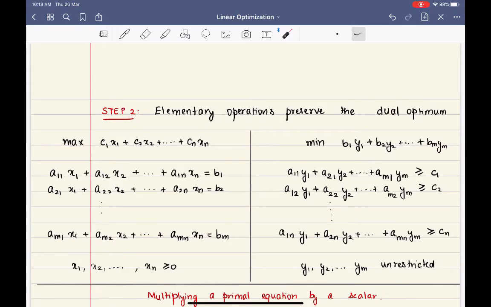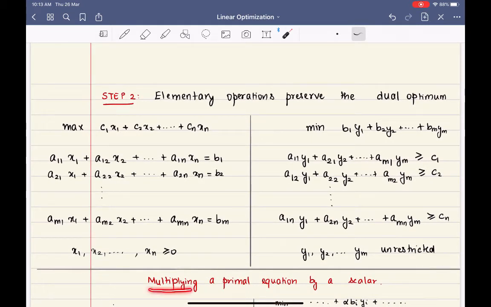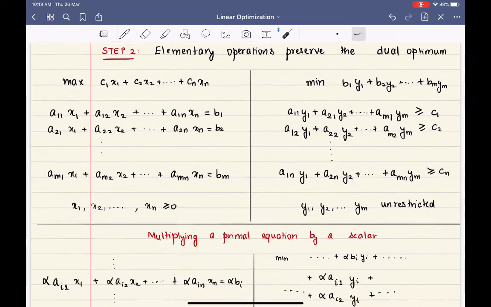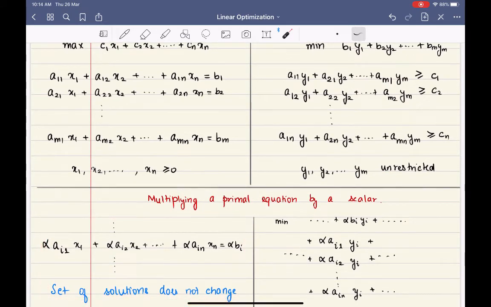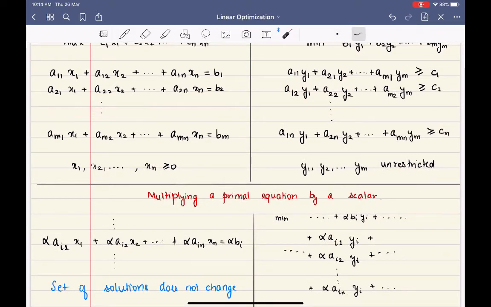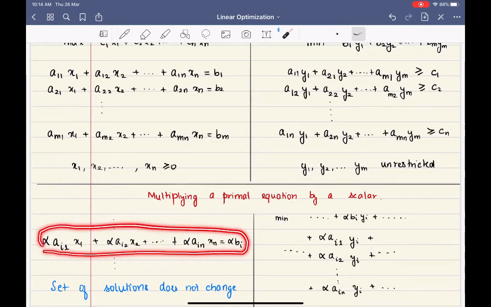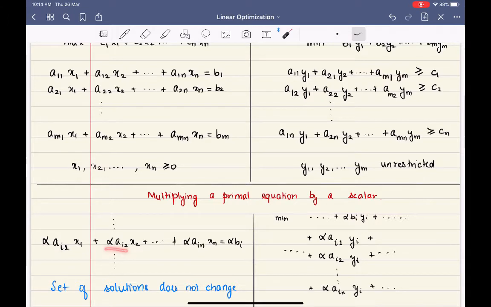Now what are the elementary operations? The first elementary operation is multiplying a primal equation by a scalar. Suppose I take the ith equation. For the moment, take a look at the left hand side here. We took the ith equation and multiplied it with alpha. So we got this equation: alpha ai1 x1 plus alpha ai2 x2 and so on, alpha ain xn. We replace the ith equation with this. Clearly the set of solutions does not change, and hence the optimum of the cost function will be the same for this transformation.